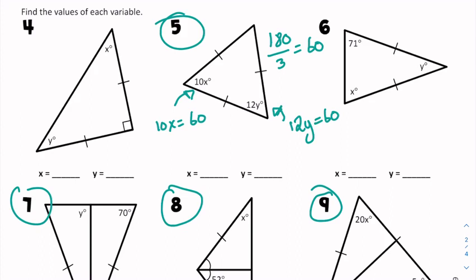And then we can solve it from there, right? We're going to divide both sides by 10, and we get x equals 6. And we're going to divide both sides by 12, and we're going to get y equals 5. And so that's number 5.